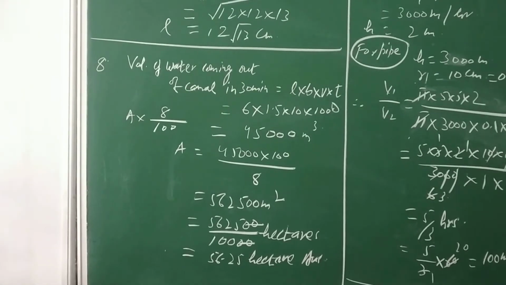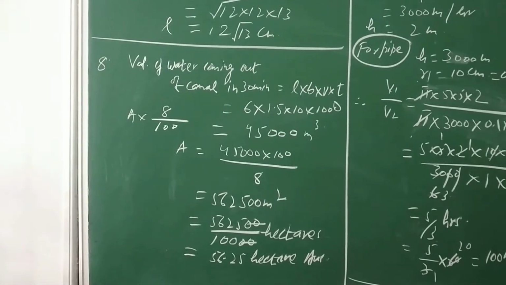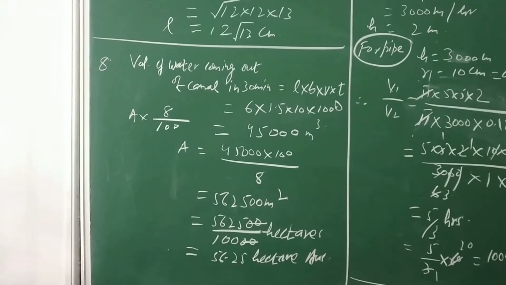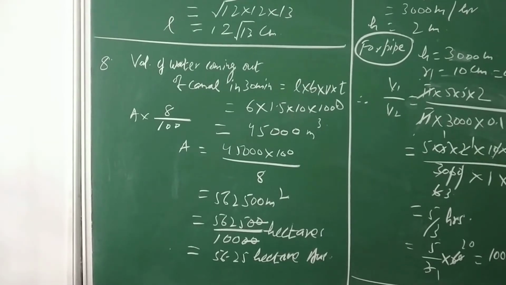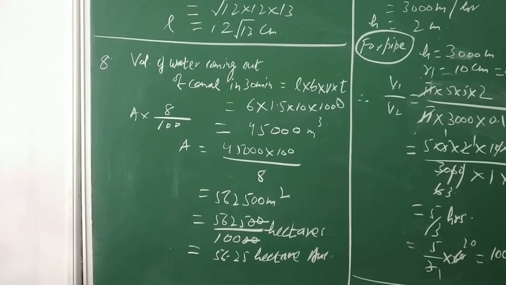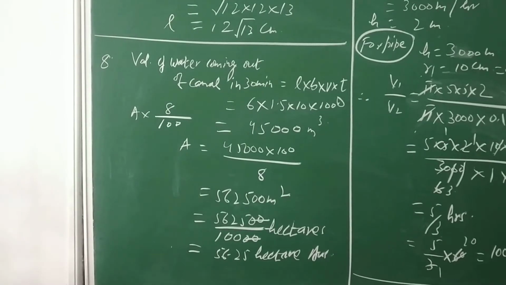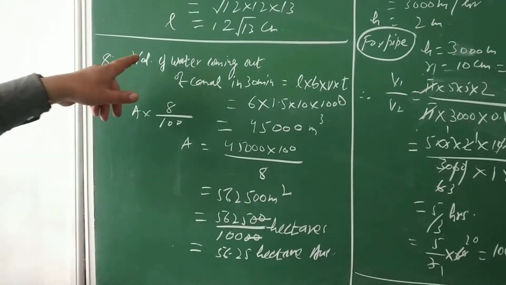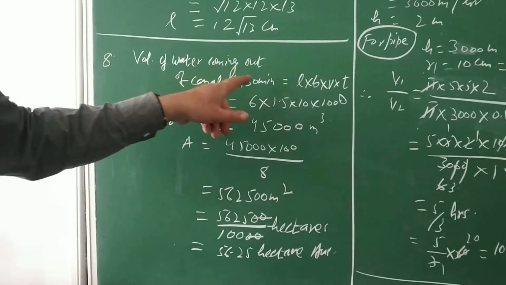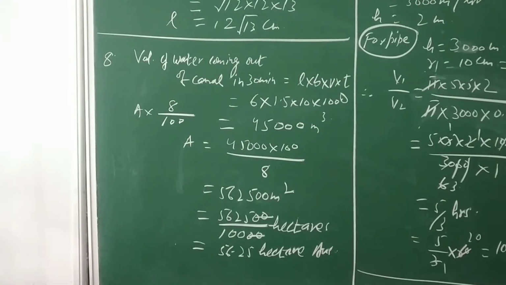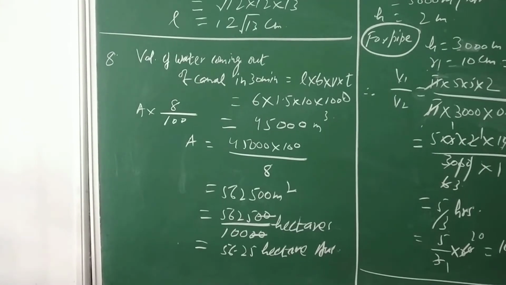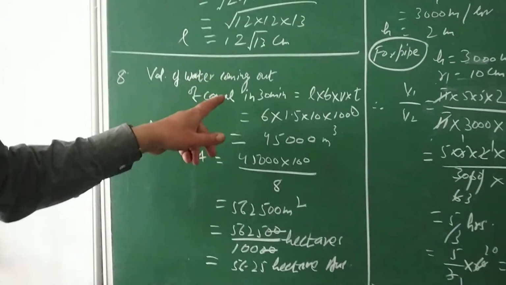How much area will it irrigate in 30 minutes if 8 centimeter of standing water is needed? So here the equation comes something like this. Volume of the water coming out of the canal in 30 minutes. You need to calculate it, because the area you have to calculate here. So that is equal to what?